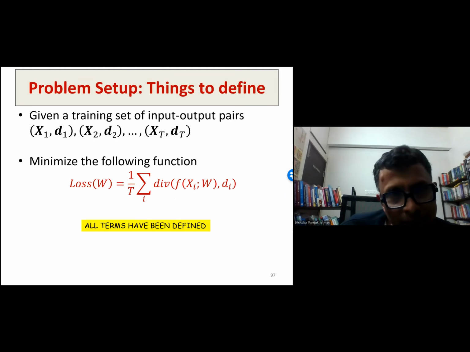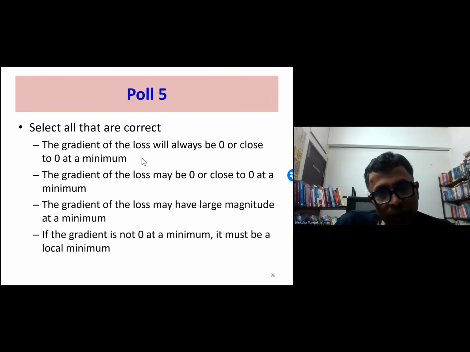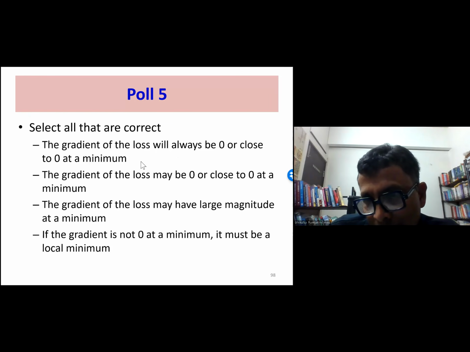Okay, so given a set of training input output pairs, we wanted to minimize the loss function. And we have defined the input output pairs, the network and the divergence. So we are set to complete our task. I won't actually ask you this poll, but let's take these questions. The gradient of the loss will always be 0 or close to 0 at a minimum, true or false?